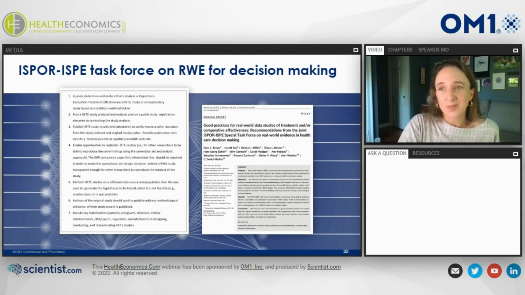As a lot of this really just comes down to general good study design, which has been kind of a theme in my talk. You'll see the same themes in this task force guidance as come up in the FDA guidance documents on RWE. A lot of this is simply about good common sense study design as well as transparency.